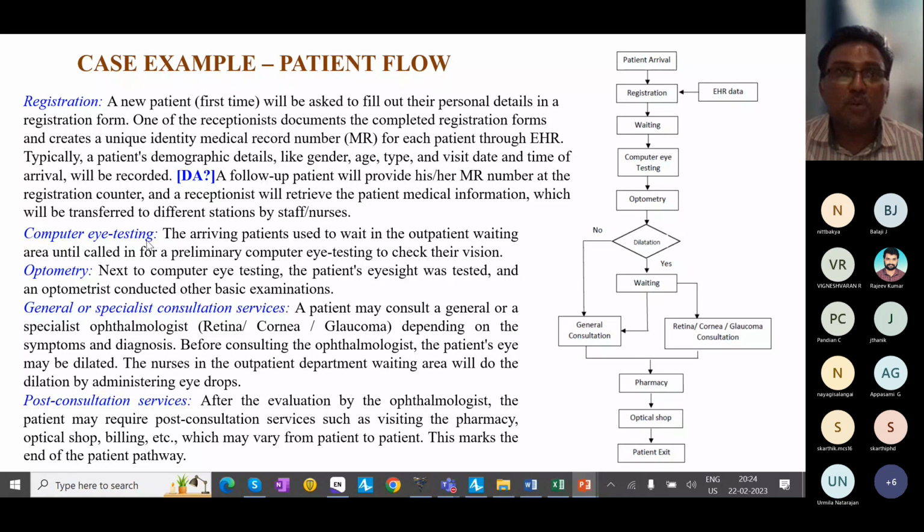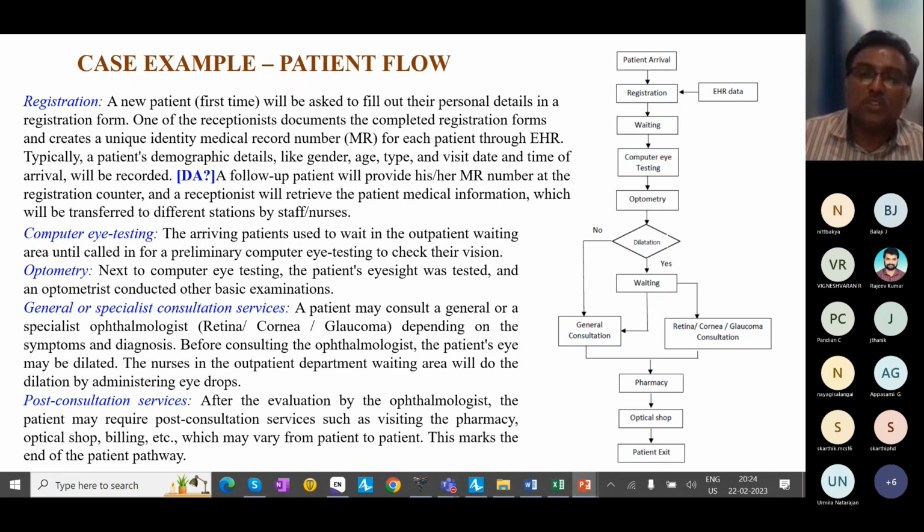And they have a simple computer eye testing, and then they do optometry. And then they may have a consultation. Depending on the disease, they may need either a general consultation or a specialist consultation. And then they need post-consultation, whether they need specs or any medicines or drops.